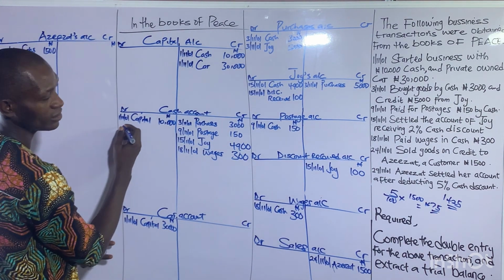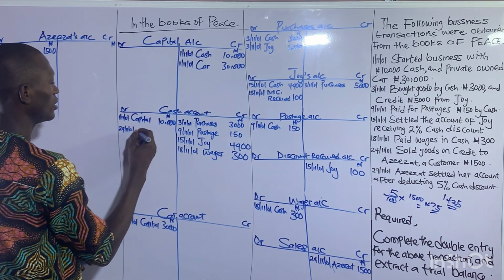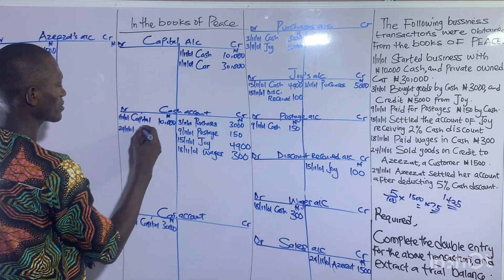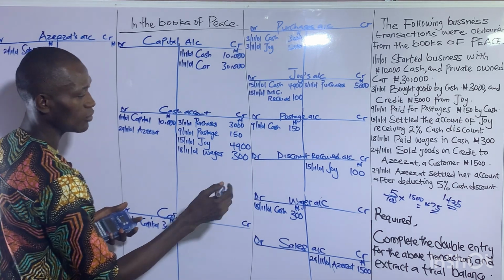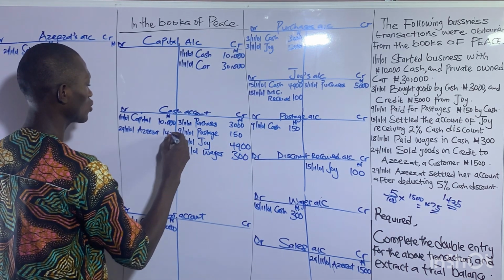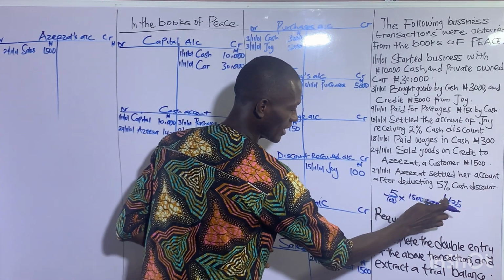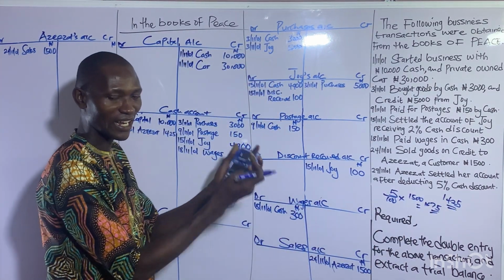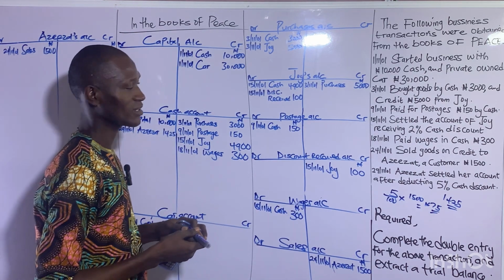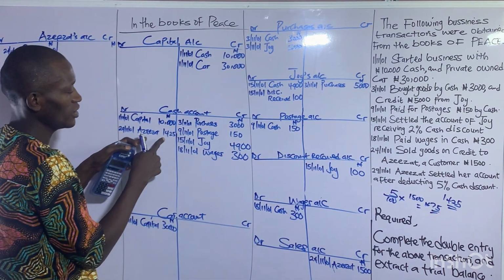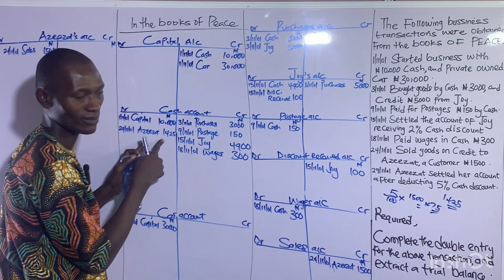So the date is 29/11/01. Then who is paying now? That's Azizat. And how much did she pay? 1.425. Not 1.5. The actual cash is 1.425 because she had been allowed 75 naira as discount. This is the cash that we received, that Peace received from Azizat.